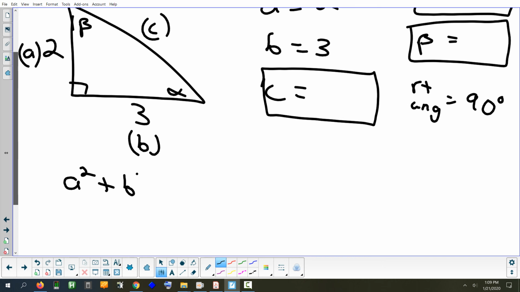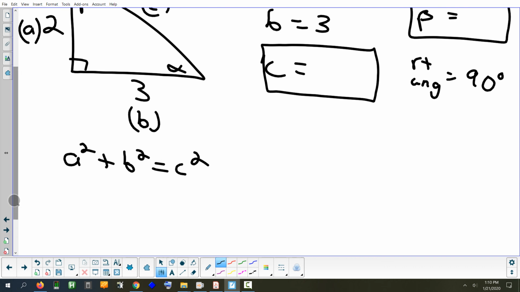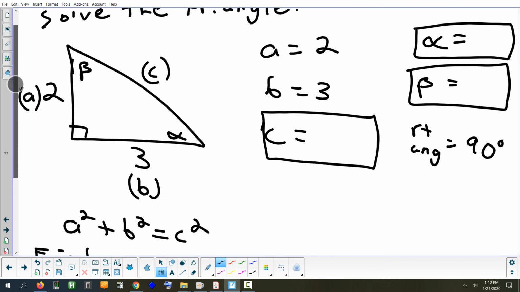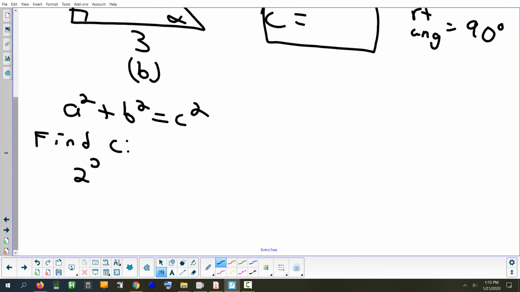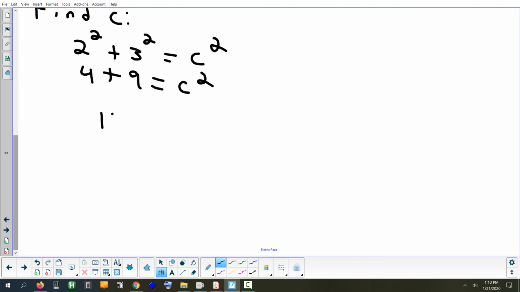A squared plus B squared equals C squared. Okay, so there's your Pythagorean Theorem. We're going to use that to find C. Fill in what you know for A and B and solve for C. A is 2, B is 3. 2 squared plus 3 squared equals C squared. 2 squared is 4. 3 squared gives me 9. Add them up. 4 plus 9 gives me 13. And the last step to get C by itself is to take the square root.